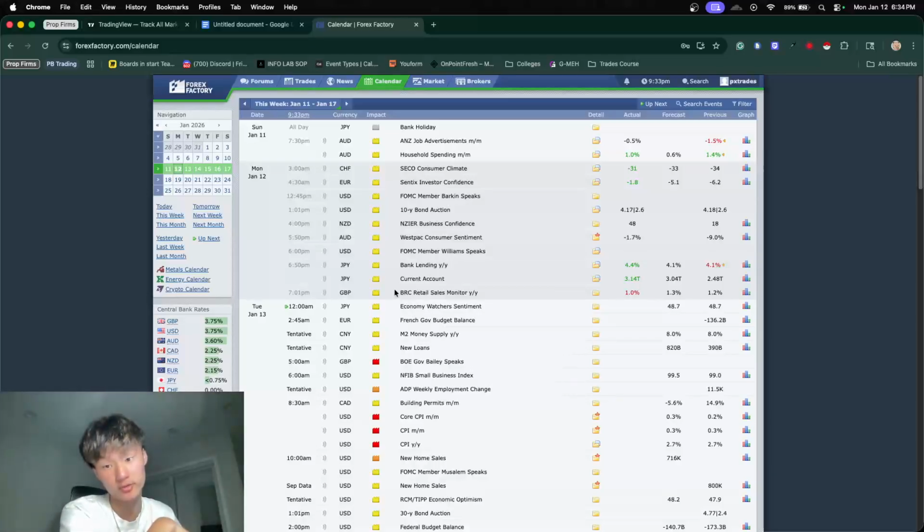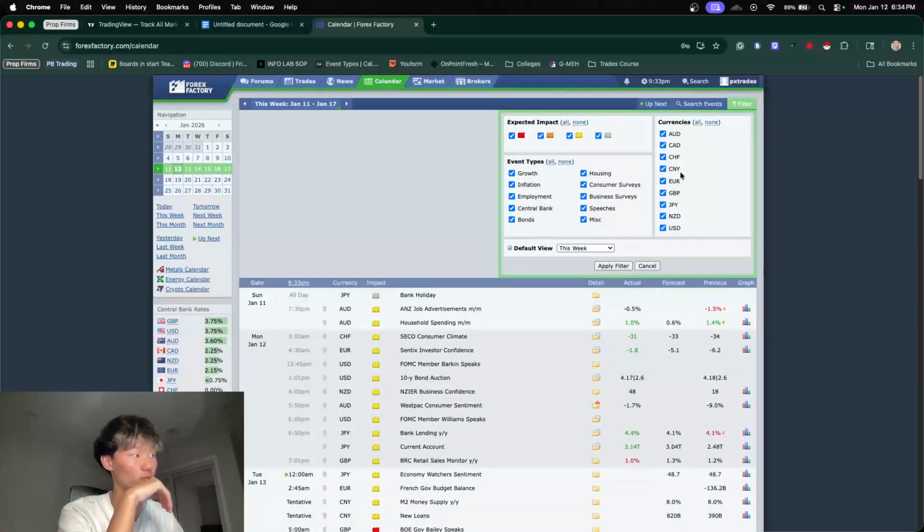So how do we filter these so it's easier to see visually? Up here at the top right, we have filter. This is where you can choose what to include and exclude. For currencies, just press none to be faster. Just select USD. That's it. We'll keep all our event types. And your expected impact is up to you. Normally, I would have it like this, just yellow. But if you really want to be minimalistic, just the red and gray.